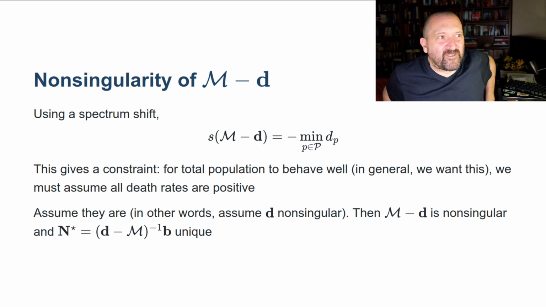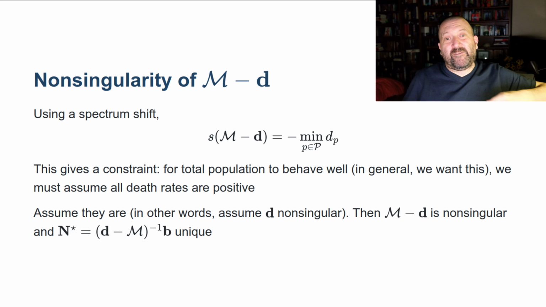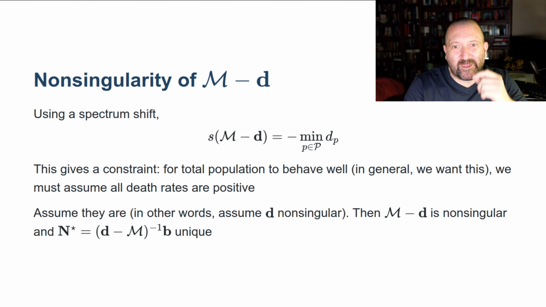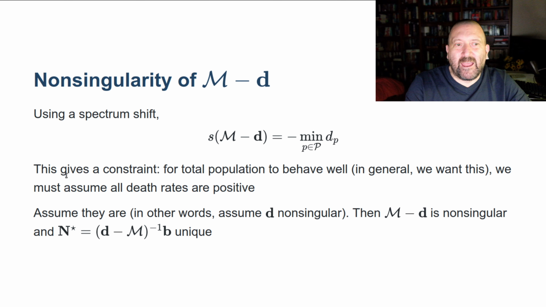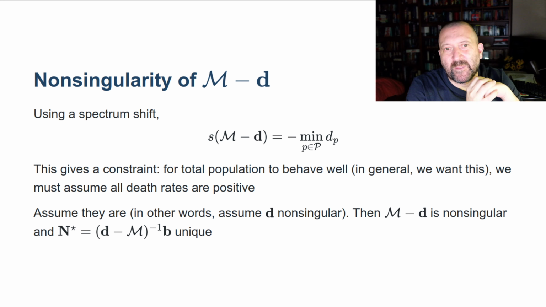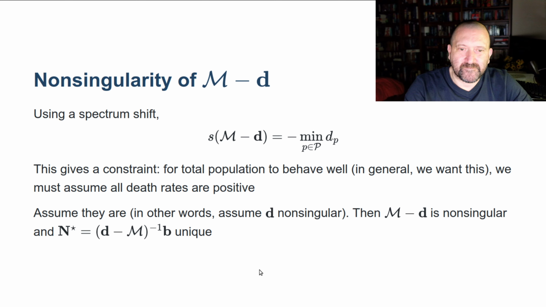And the entries in D, of course, can be distinct. Not all the death rates need to be equal. But if I take the minimum of those death rates, then I know that things are shifted that much. And that gives us a constraint. So for the total population to behave well, and I'm not saying it wouldn't work in other cases, but that's a case where it will work well, I have to assume that all death rates are positive. You can make the death rate positive and very, very small if need be, but you need to make it positive. If you suppose that they are, then M minus D is non-singular, and therefore that equilibrium is unique.